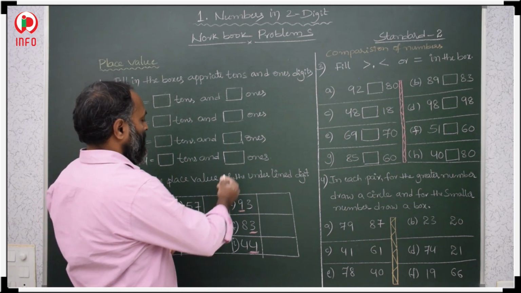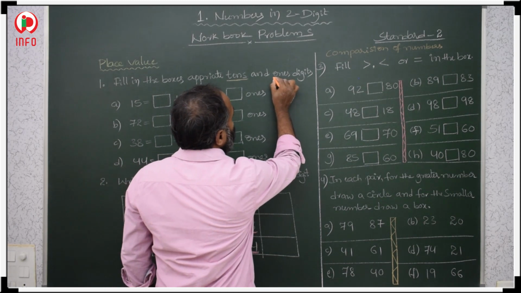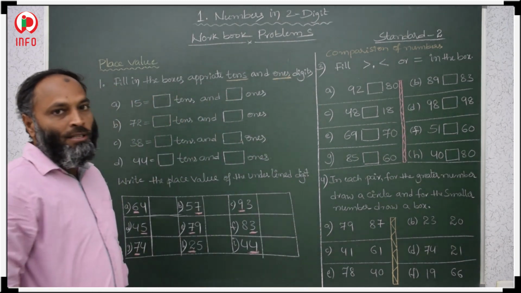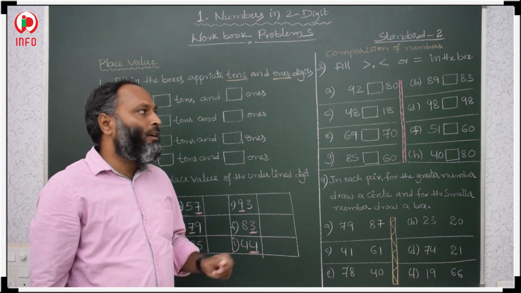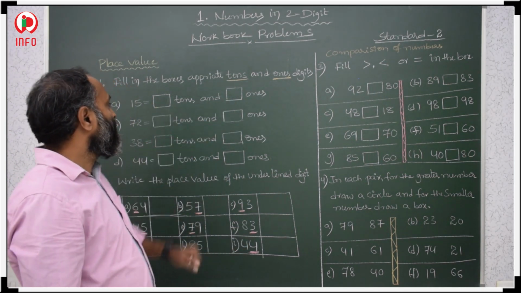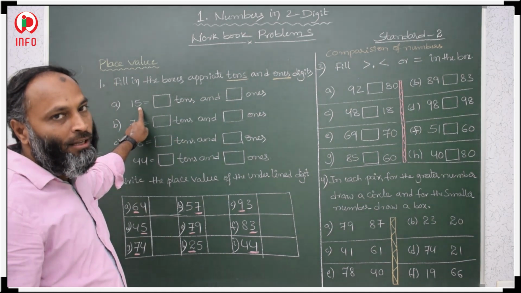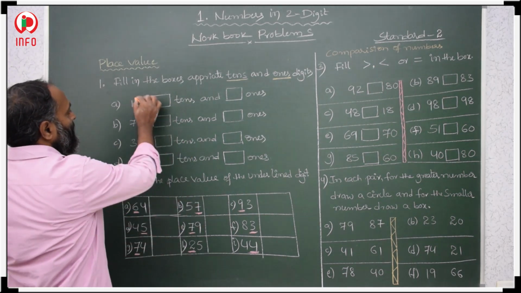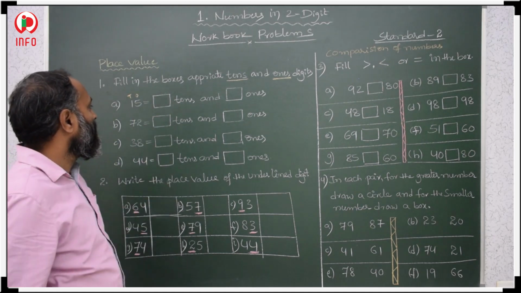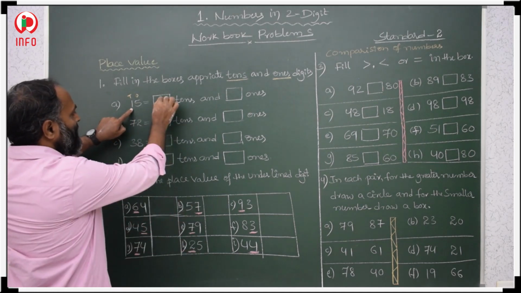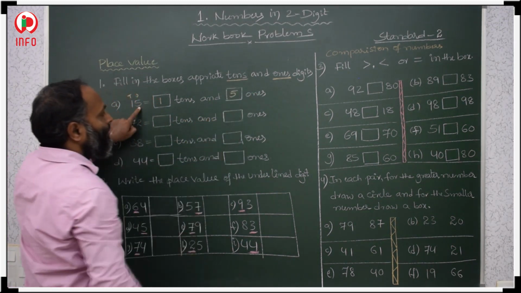Appropriate tens and ones. How many tens are there and how many ones are there? That appropriate number we have to keep in the boxes. Here 15. How many tens are there? How many ones are there? We have to keep them. This is in ones place. This is in tens place. 1 tens, 5 ones.